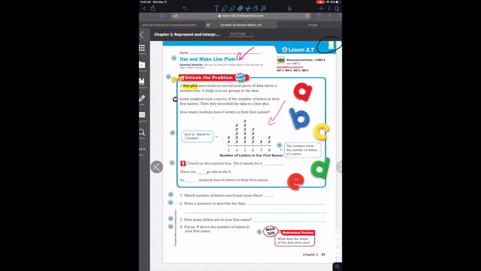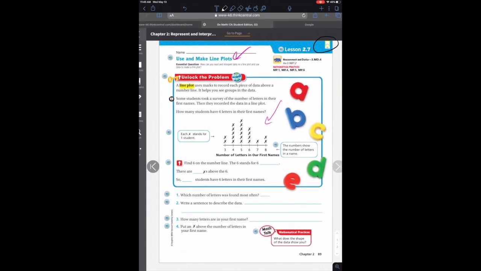Now they want us to find the number 6 on the number line. The 6 stands for 6 letters in the first name. I'm trying to think of a name that would have 6 letters in it. Maybe George. George has 6 letters: 1, 2, 3, 4, 5, and 6. So if I was surveying a classroom and there was somebody named George, I would put an X over the number 6 because that represents somebody with 6 letters in their first name.